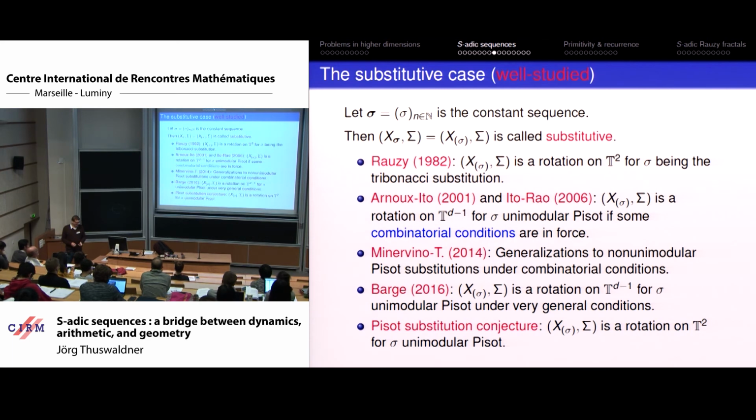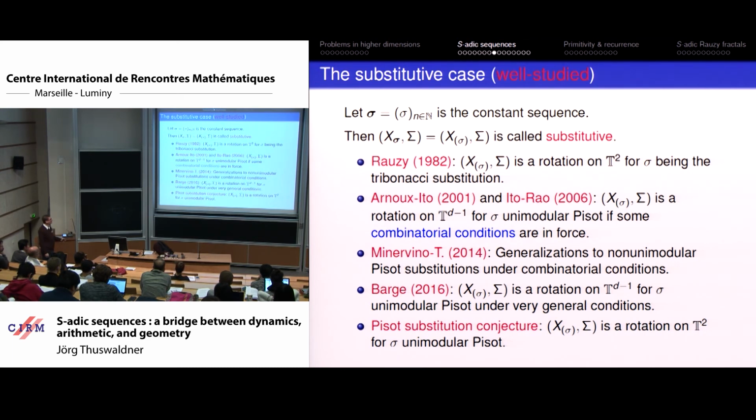So what are coincidence conditions? Probably I don't want to go into this, probably later. So these are some combinatorial conditions that have to be satisfied by the substitutions in order to make sure that they are rotations. It is conjectured, and this is the Pisot substitution conjecture, that these conditions are always satisfied. So it is conjectured that a unimodular Pisot substitution always gives rise to a rotation on the two-torus.